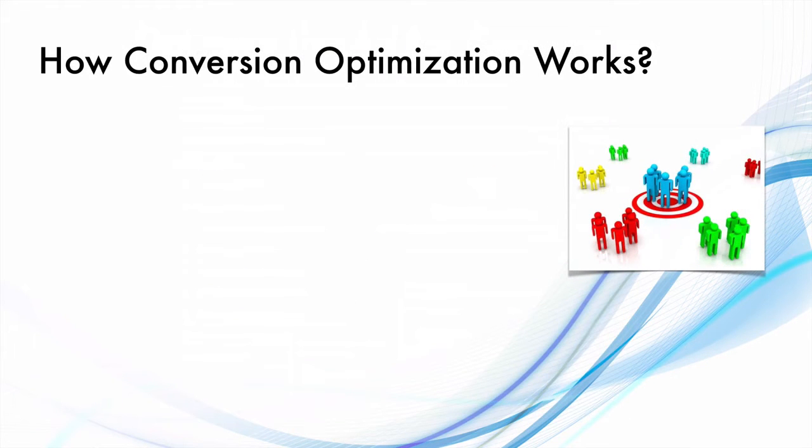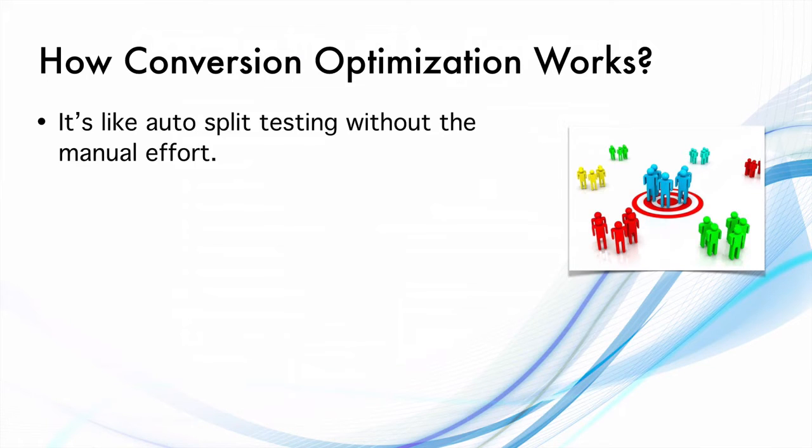So how does conversion optimization work? It's like an auto split testing of the audience without the manual effort involved. Let's say you want to create ads for different sets of demographics and different sets of people. It's going to be very complex because there are so many variables involved: gender, age, city. It will not be possible for you to go ahead and do split testing for each and every scenario possible.